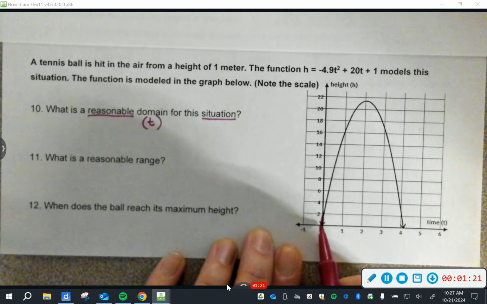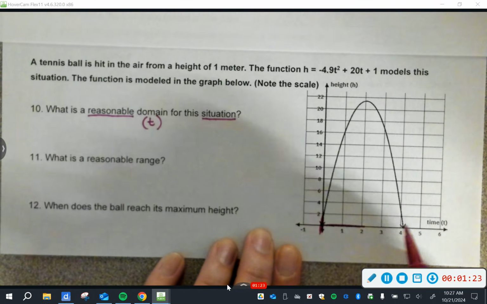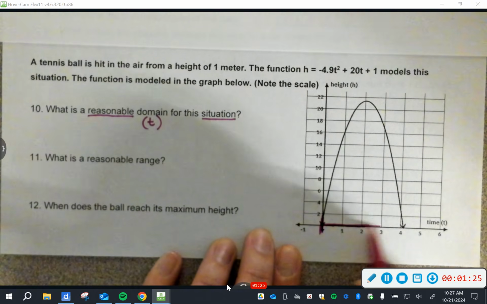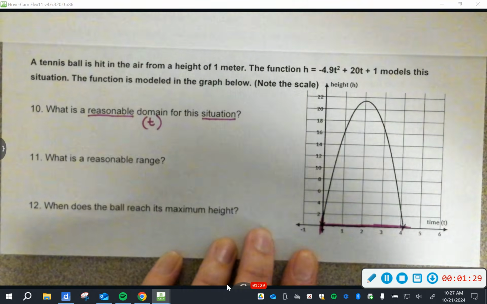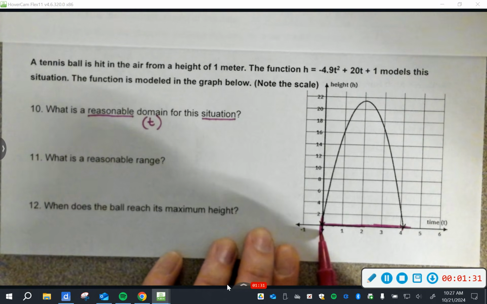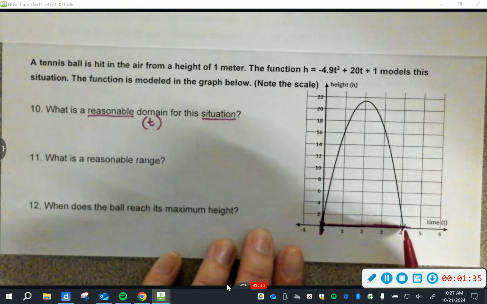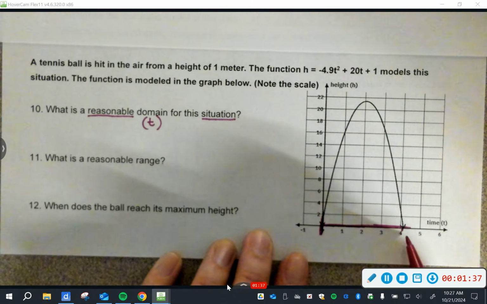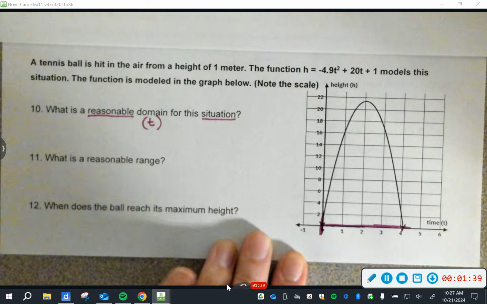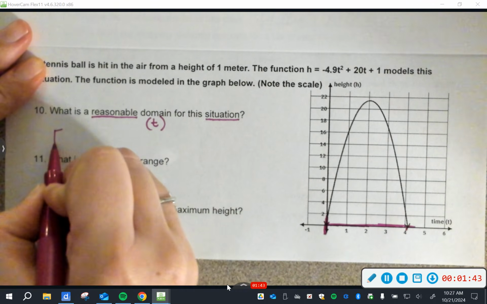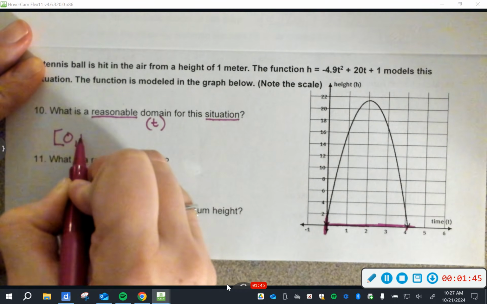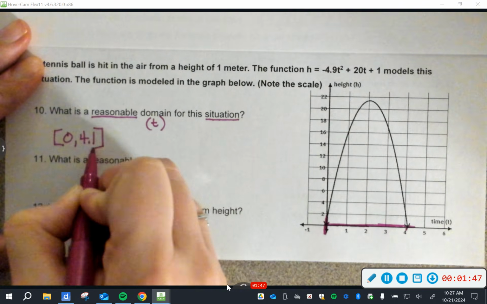And it ends when the tennis ball hits the ground, right? It's not going underground. So it ends here. So a reasonable domain would be from 0 to, let's say about like 4.1 seconds approximately. Okay, so I could say bracket 0, comma 4.1.